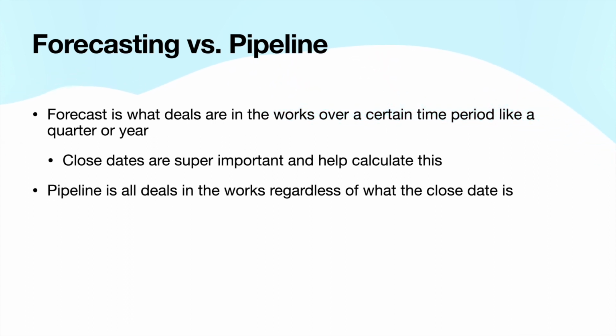Pipeline is all the deals that are in the works, regardless of what the close date is. So if we've got 12 deals in the works, and we've got 6 that are going to close in the current quarter, all 12 is going to be the pipeline, and 6 in the current quarter is going to be the current quarter's forecast. Forecasting and pipeline, I do want to mention, are super important to the business as a whole because that's how we know how much income or revenue we are going to reasonably bring in based upon a forecast or based upon the pipeline. And you can make business decisions based upon what's reasonably going to close within your forecast or in your pipeline.